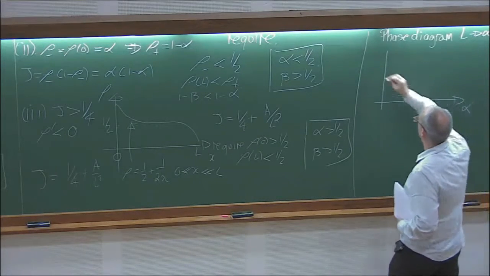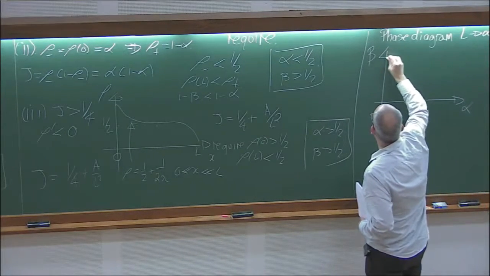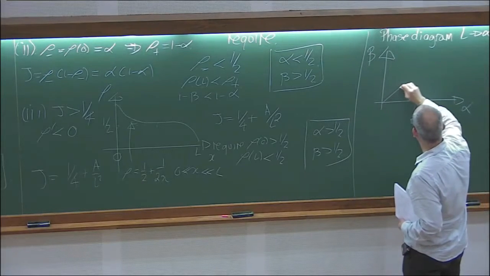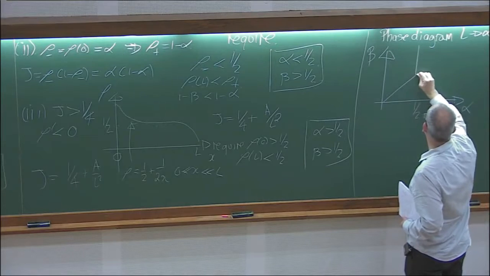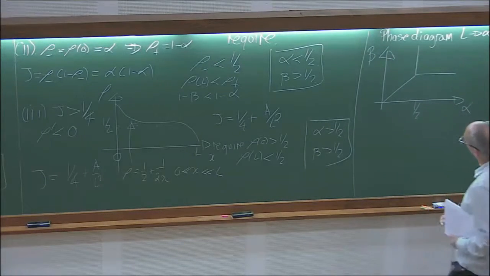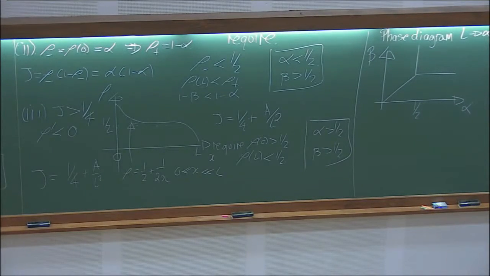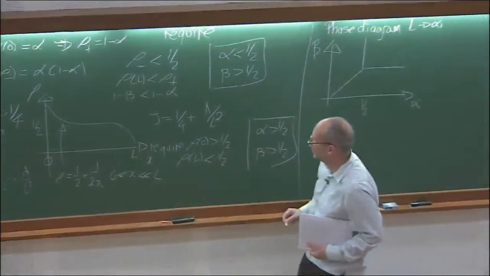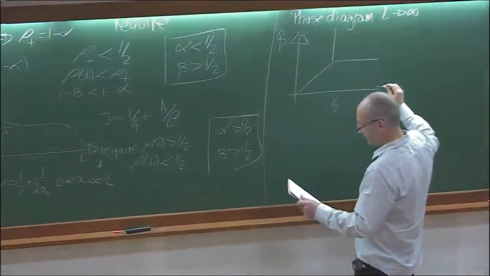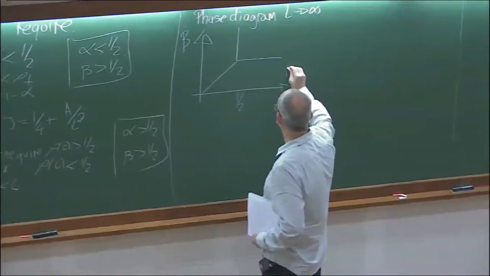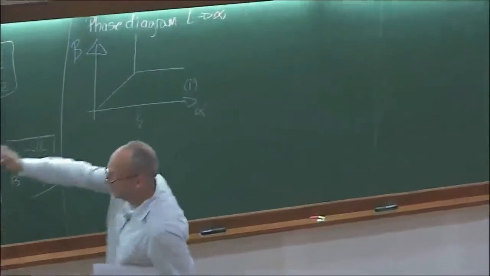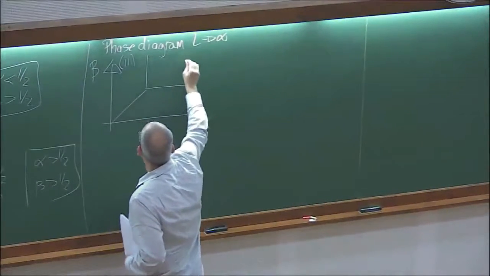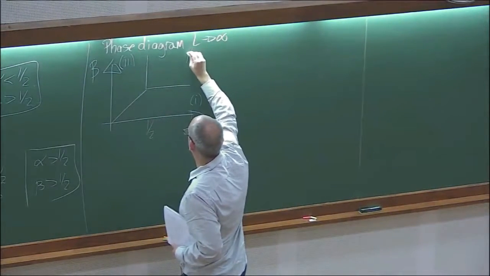This is alpha, this is beta, and the half is significant. So we have something that looks a bit like a flag. And if you can check that down here, if I've got it right, this is region 1, corresponding to solution 1. This is region 2, and this is region 3.